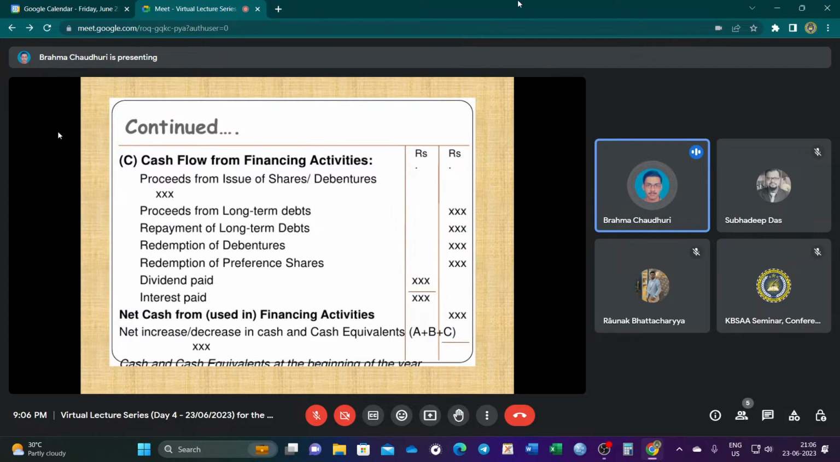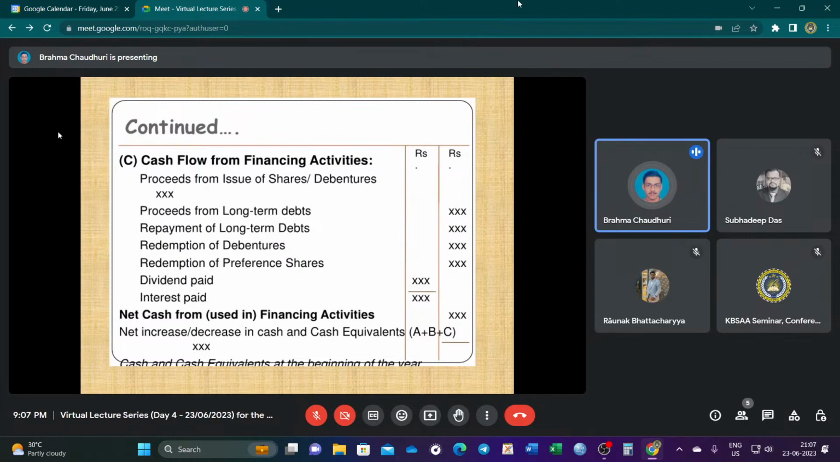It will be either a net increase or decrease in cash and cash equivalents. That is the net cash flow. We will get the net cash flow, that is the net increase or decrease in cash and cash equivalents, a plus b plus c. Now with this, if we add the cash and cash equivalents at the beginning of the year, we will obtain the result: cash and cash equivalents at the end of the year. This is simply the format of the cash flow statement.